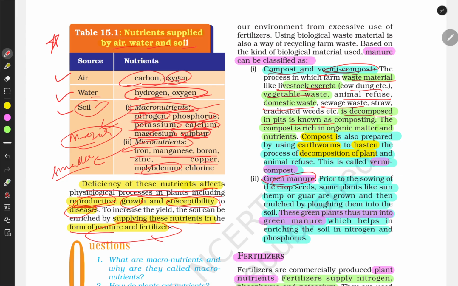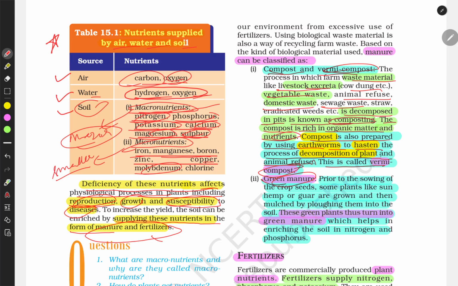A pit used for this is known as a composting pit. The compost is rich in organic matter and nutrients. Compost is also prepared by using earthworms to hasten the process of decomposition of plant and animal refuse. This is called vermicompost.